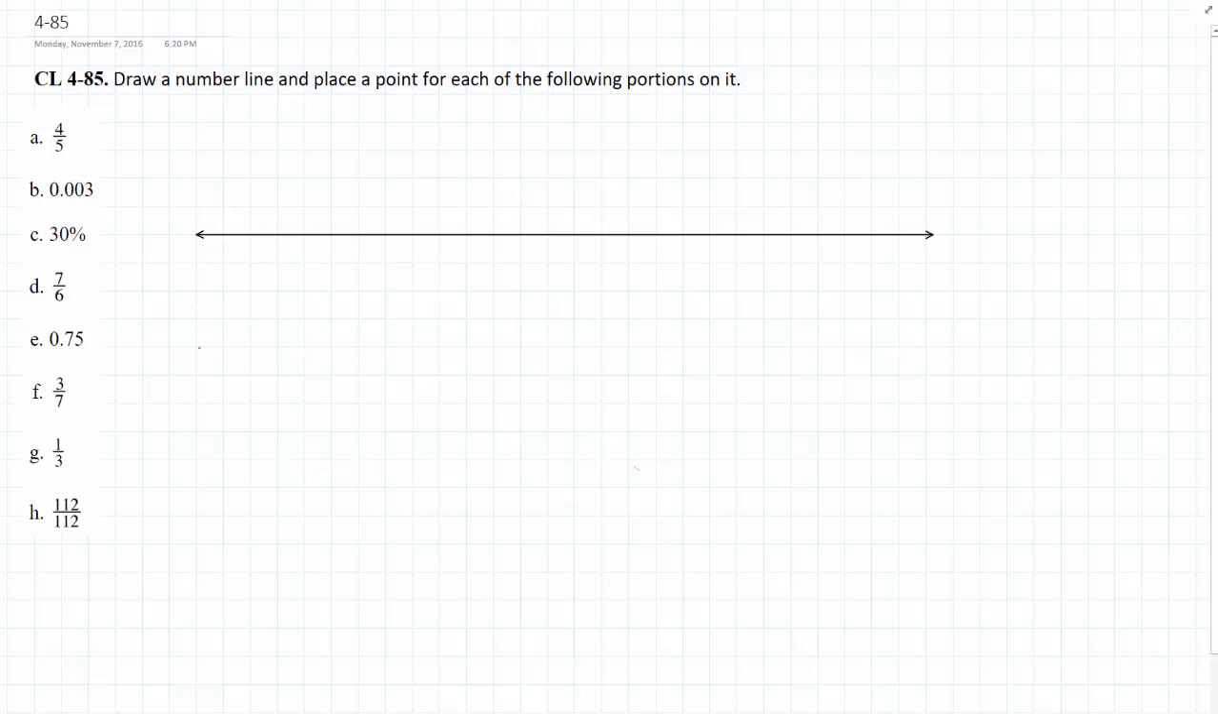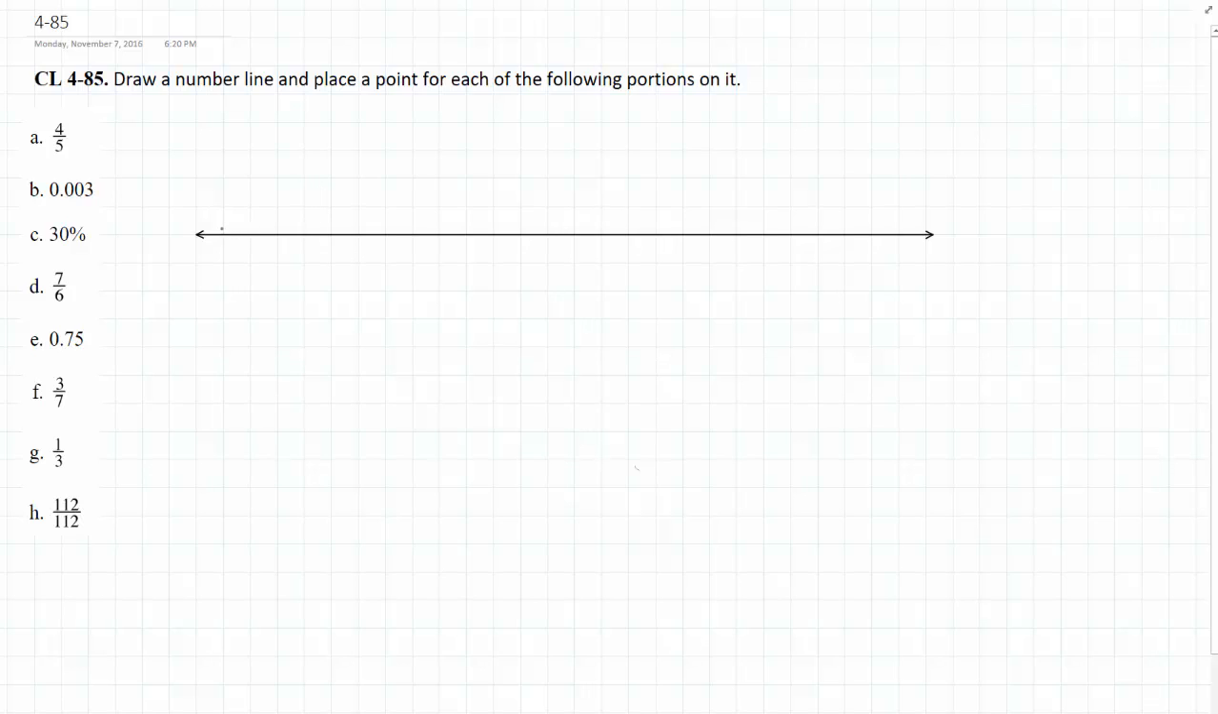Okay, so 4-85 asks us to draw a number line and place a point for each of the following portions on it. So let's take a look at A. A is 4 out of 5. So we have to figure out how we're going to organize this number line.